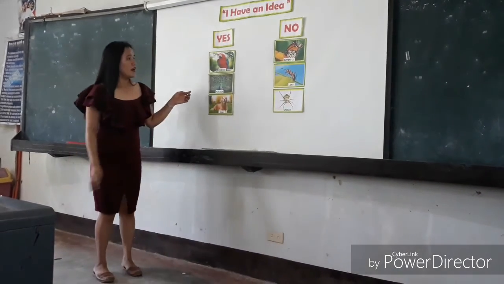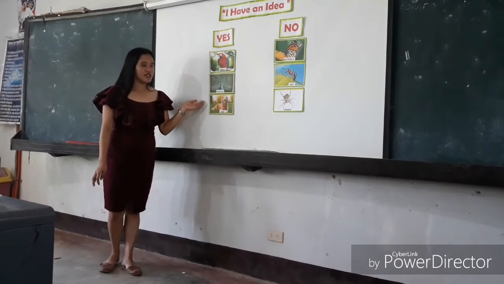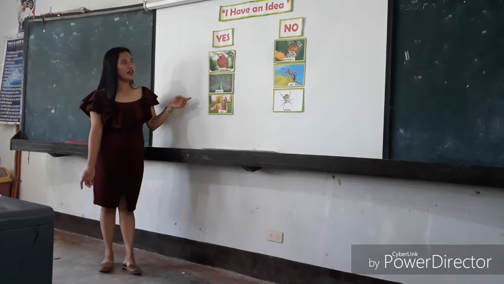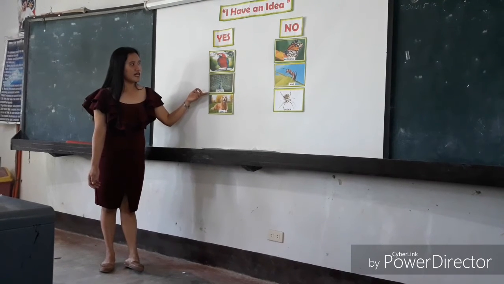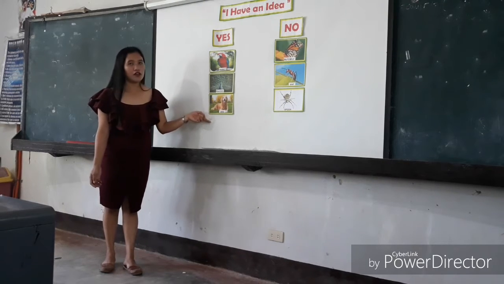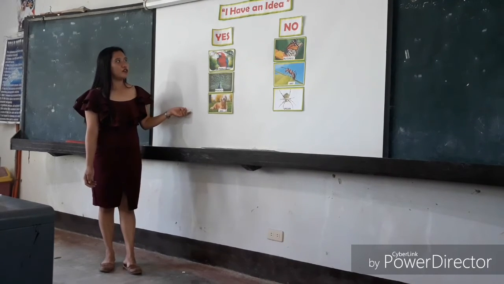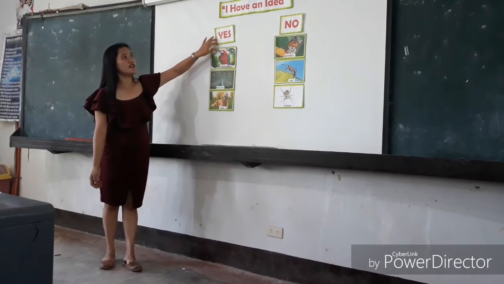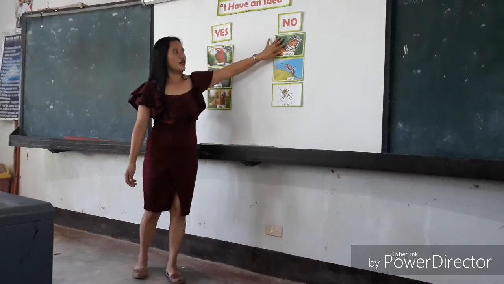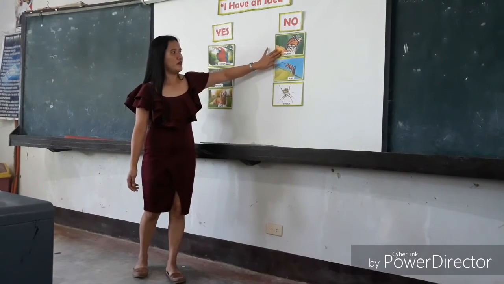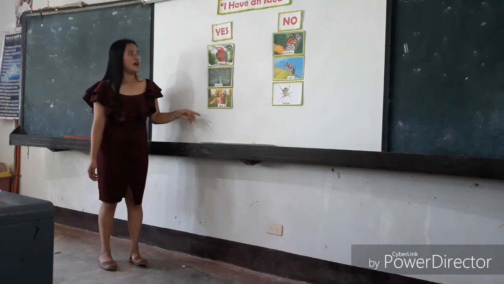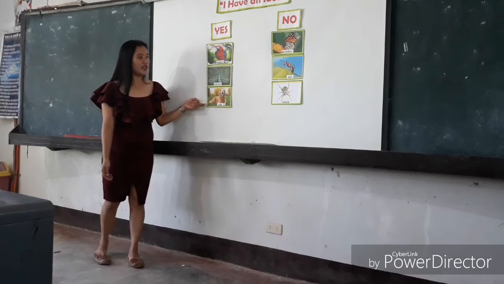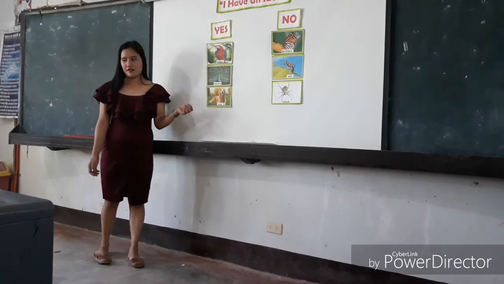Okay class, try to examine the 3 sets of examples. What do you observe about the yes example? You said a while ago that the yes example is all about birds. How about a dog? Is it a bird? Very good, the dog is not a bird. So what is the difference between the yes and the no idea? The no idea is smaller animals than the yes idea.